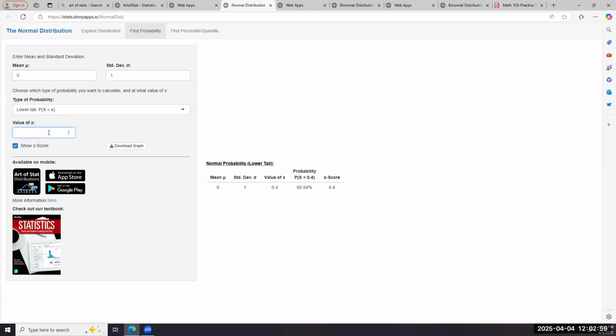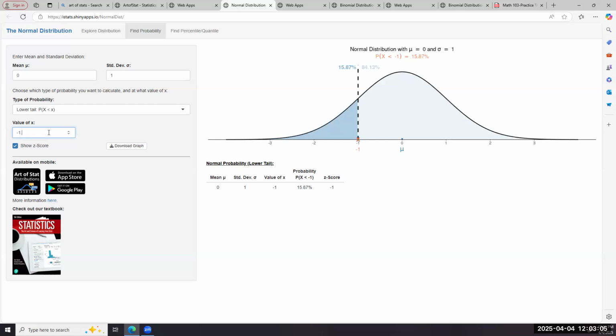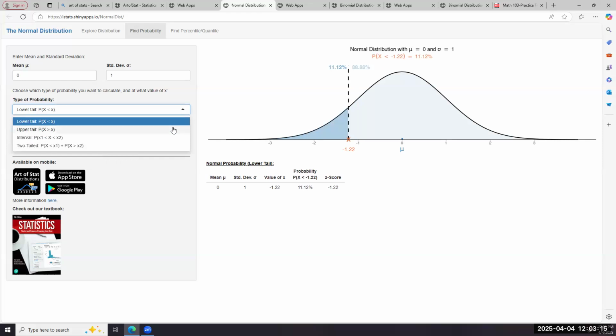So I have negative 1.22. You see, that's it. So that's the area to the left, of course. You have to check this. You see, you have to change it to greater than or equal to. You see, this is the number that we find. 11.12% is the area to the left, but you have to find the complement.